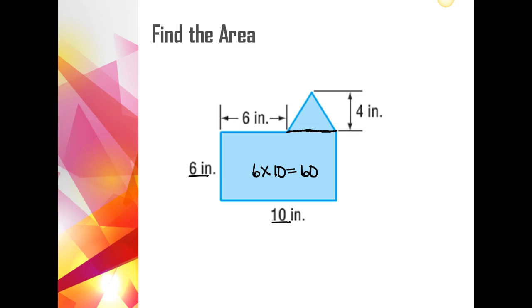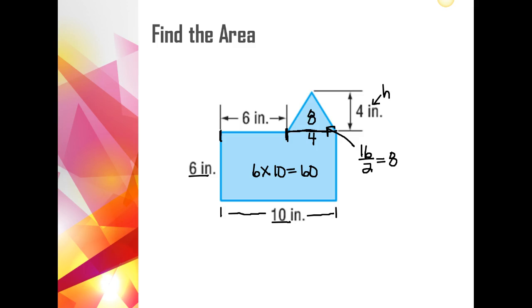To find the area of the triangle, we need its base and height. We can see clearly from the picture that the height is 4 inches, but we need to know the base. The opposite side of the rectangle is 10 inches long, and we can use that to determine the base. The picture shows us that part of the distance is 6 inches, so to calculate the base, we will take 10 minus 6 to find that the remaining distance is 4 inches. To find the area of the triangle, we'll multiply the base of 4 times the height of 4, which is 16. Then we'll divide that by 2. The area of the triangle is 8 inches squared.